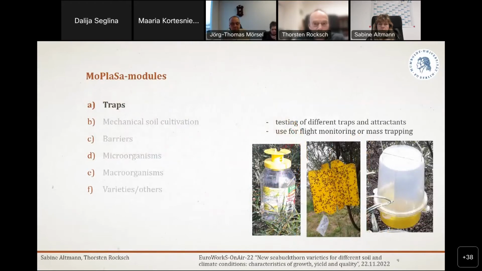Now to the other modules. In the trap modules, different trap types and attractants are tested. Traps are mainly used for flight monitoring, but in general, mass trapping is also possible.